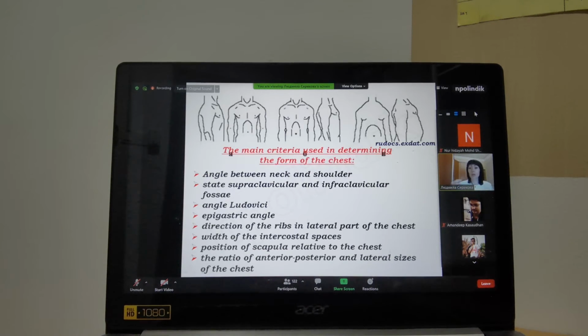Don't forget, you should start from the top and continue to the bottom. We have the angle between neck and shoulder, supra- and infraclavicular fossa. We have the Ludovici angle. What is the Ludovici angle? It is the angle between the manubrium and sternum, at the level of the second rib. After that, the epigastric angle, which you can check. After that, the direction of ribs in the lateral part of the chest, width of intercostal spaces in comparison with width of the ribs, and the position of the scapula. And last is the anterior-posterior and lateral ratio.